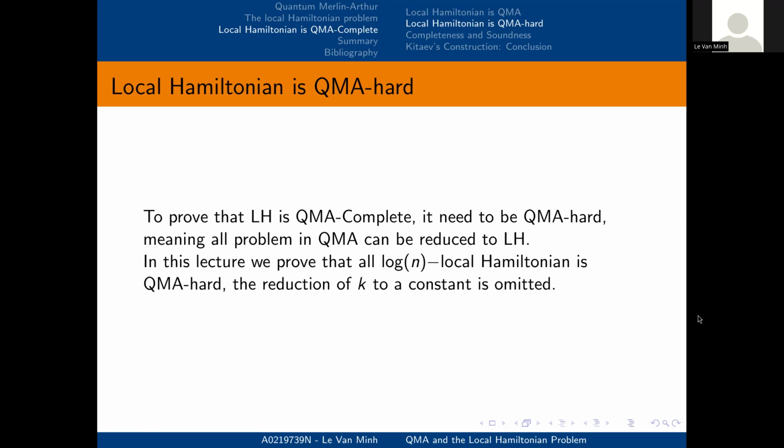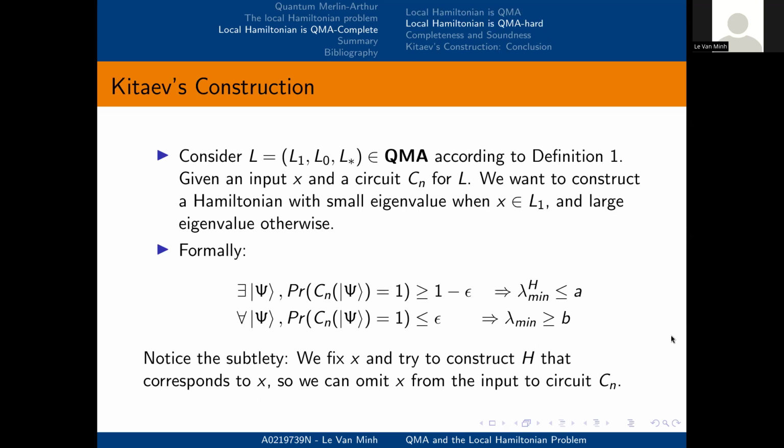Okay, so we have established that the local Hamiltonian problem is in QMA. And in order to prove that it is QMA complete, we have to prove that it is QMA hard. And we just do this the conventional way, is that we try to use the definition of QMA and reduce it to a local Hamiltonian problem. And we will do it through something we call a Kitaev construction.